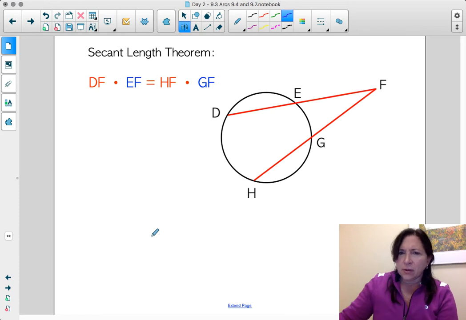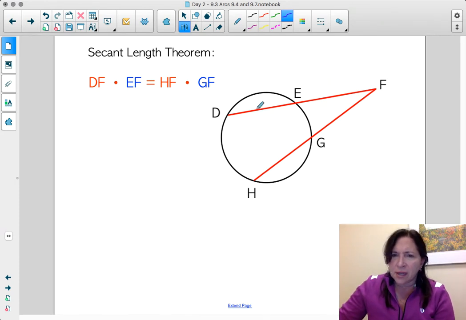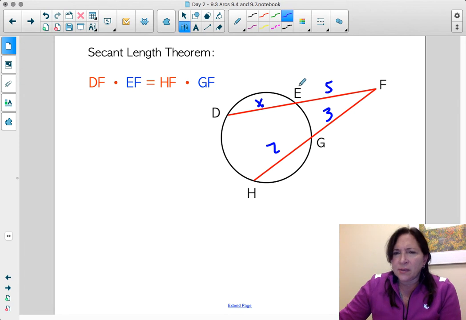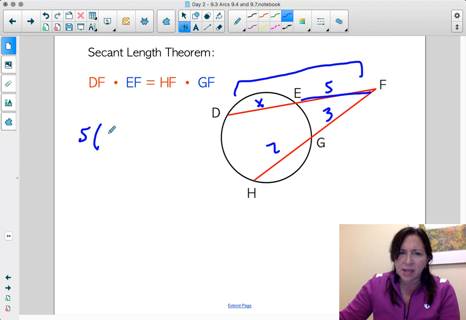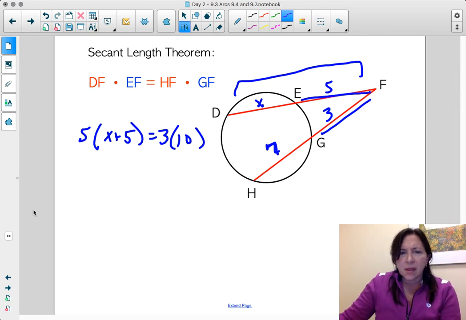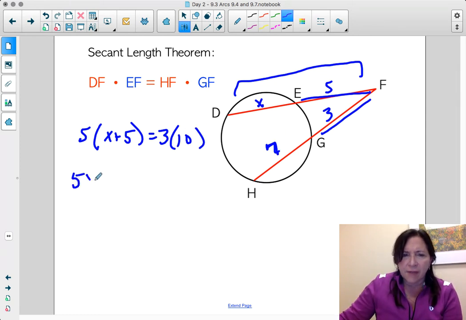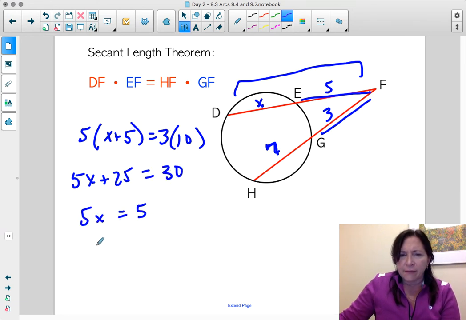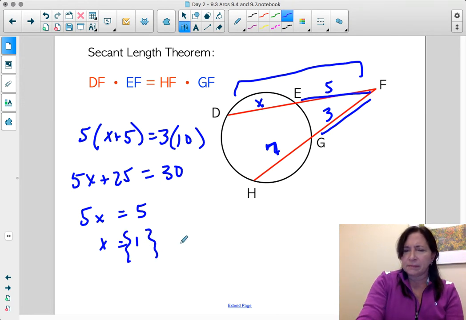That's the formula again. So in doing one, I'm just going to call these X, 5, 7, and 3. What it would be is the outside, 5, times the whole, which is X plus 5, is equal to the outside, 3, times the whole, which is 7 plus 3, which is 10. So we distribute: 5X plus 25 is equal to 30. I have 5X equals 5. X equals 1. So that would be my length of X.